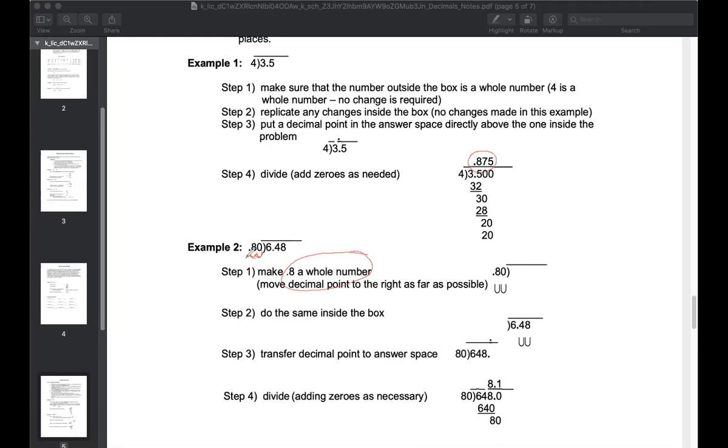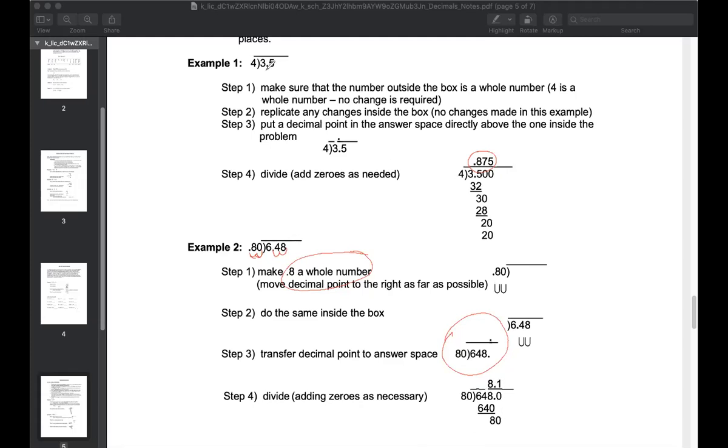Whatever I do outside of the box, or to my divisor, I have to do inside of the box, or to my dividend. That means I have to move this decimal out two places to the right as well. So my problem, instead of being 0.80 into 6.48, becomes this: 80 into 648, with a decimal here at the end of the number. But now that I've done that, I can start dividing as normal. Okay?